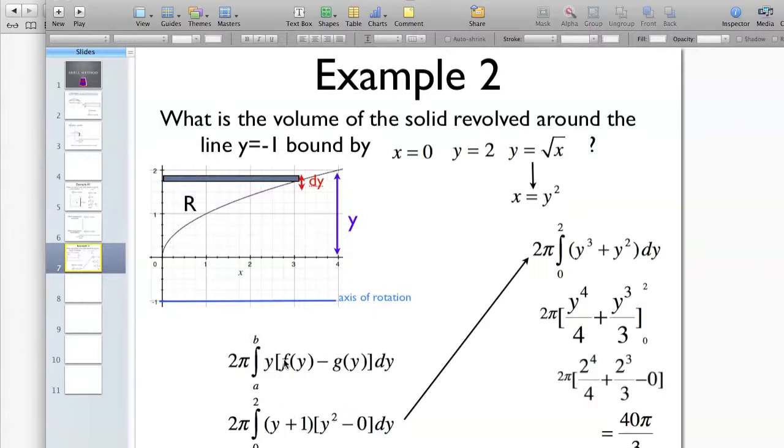And f of y minus g of y is the height of this function. However, we need to change our values. y equals root x, we need to change in terms of y, so change it to x equals y squared. And so y squared minus the lower function, but the lower function is x equals 0, so that shouldn't change. If you factor out, simplify and integrate, you will get this equation, and solving through your boundaries, you will get 40 pi over 3.